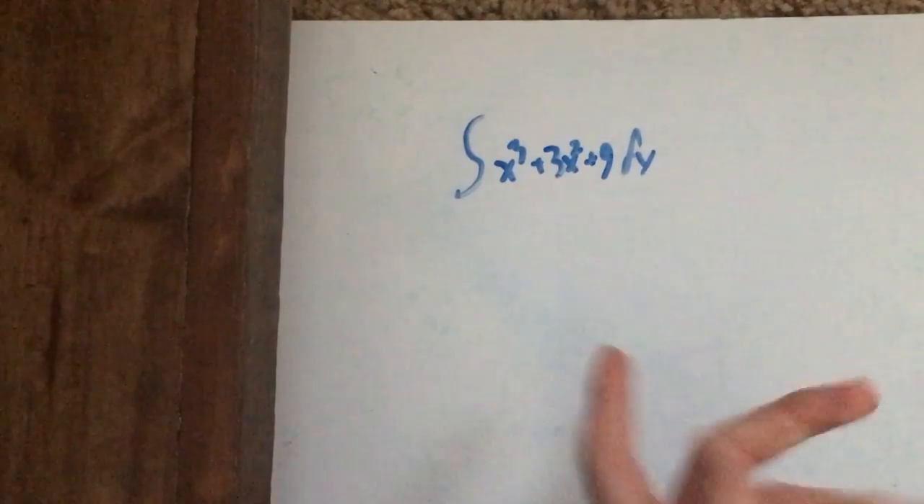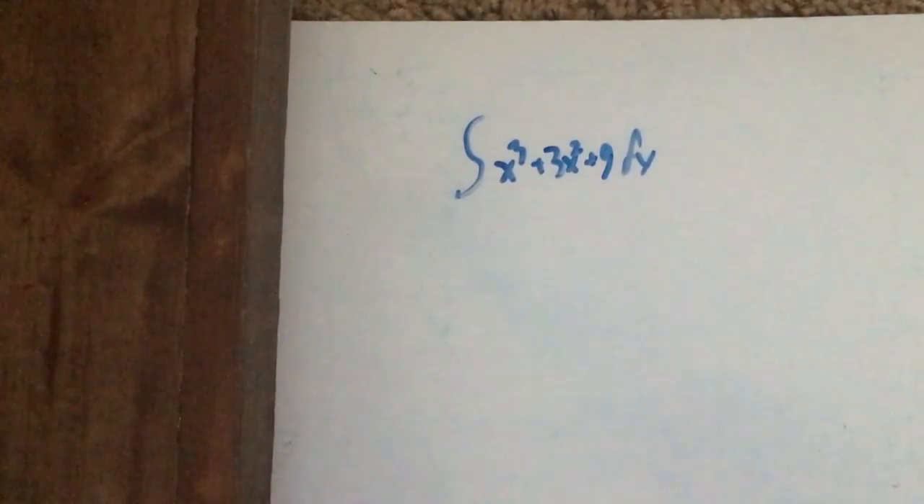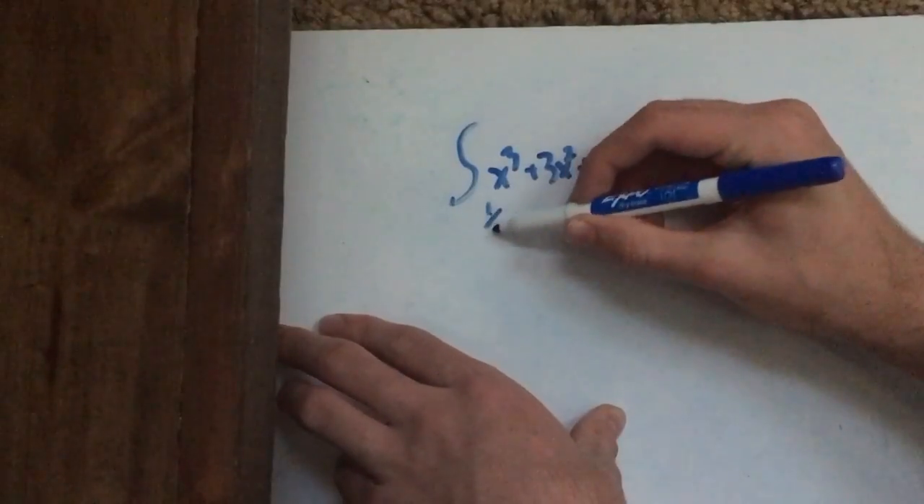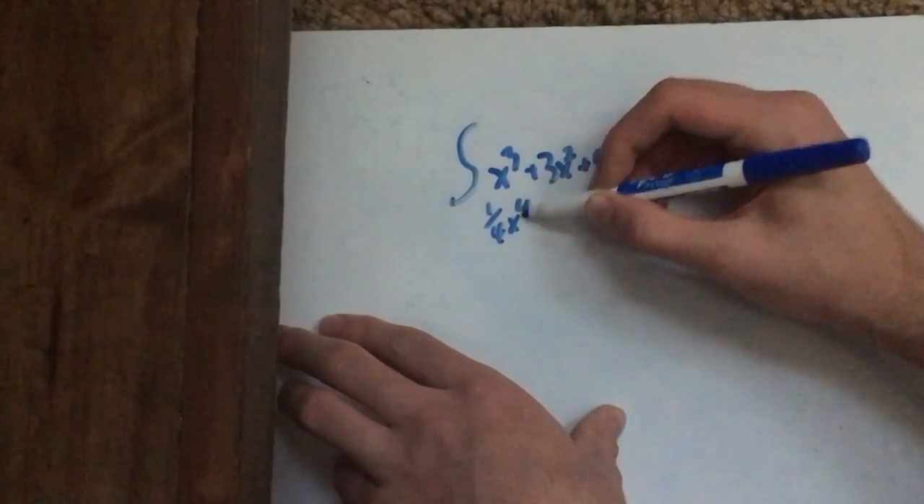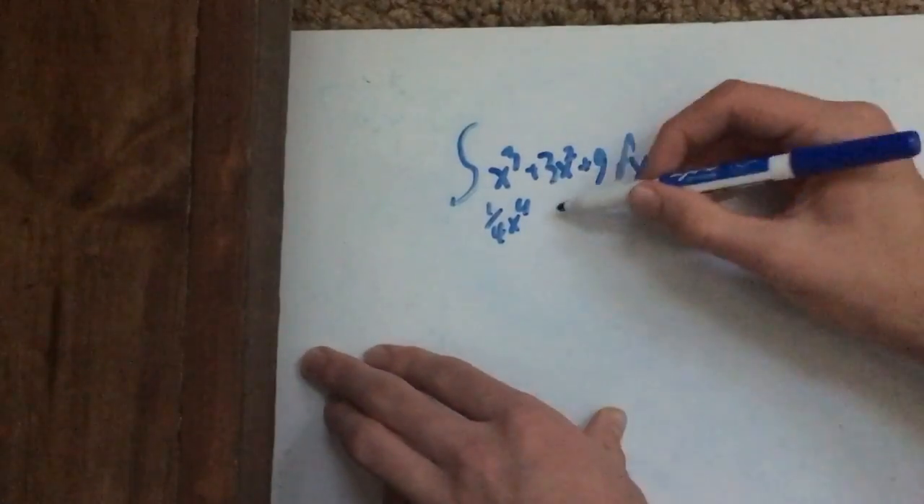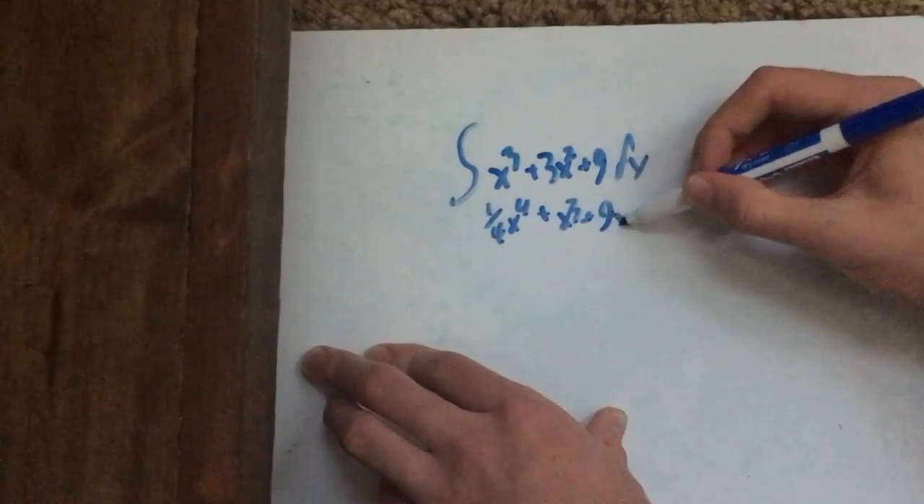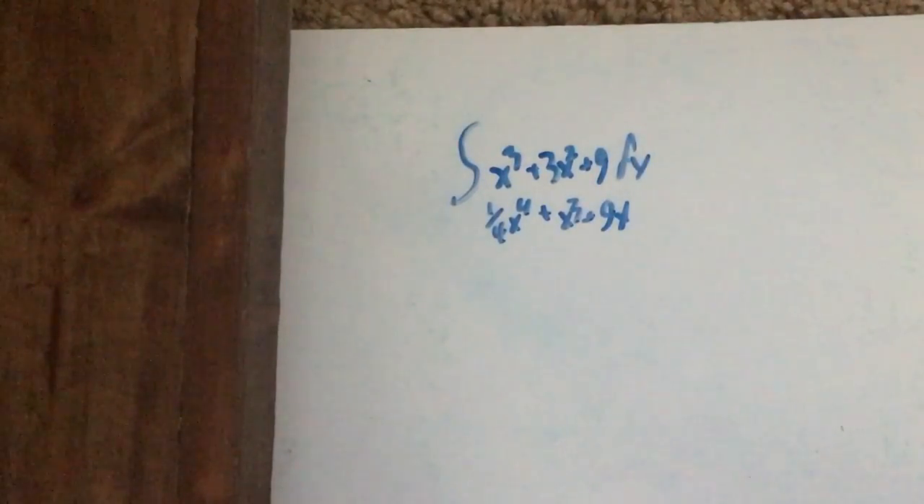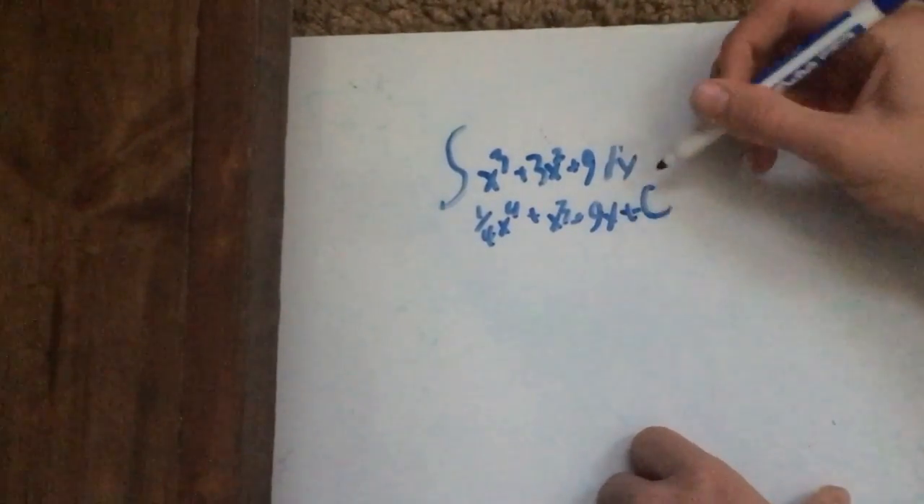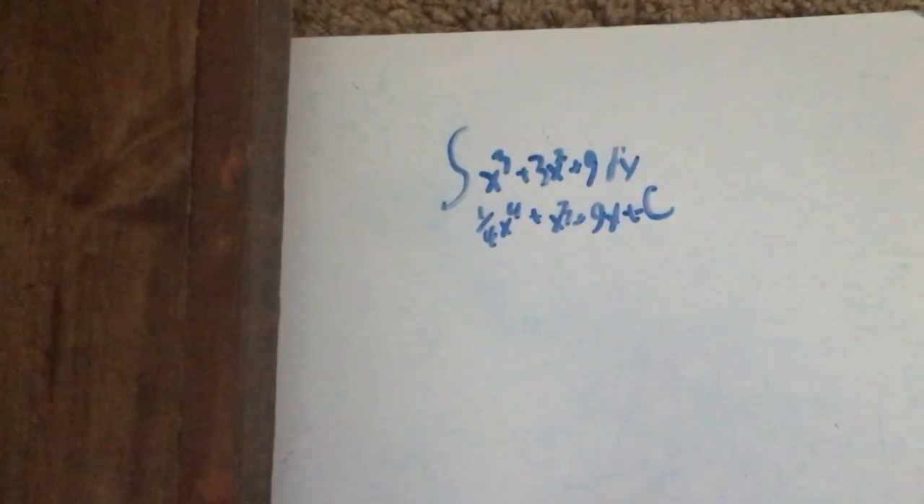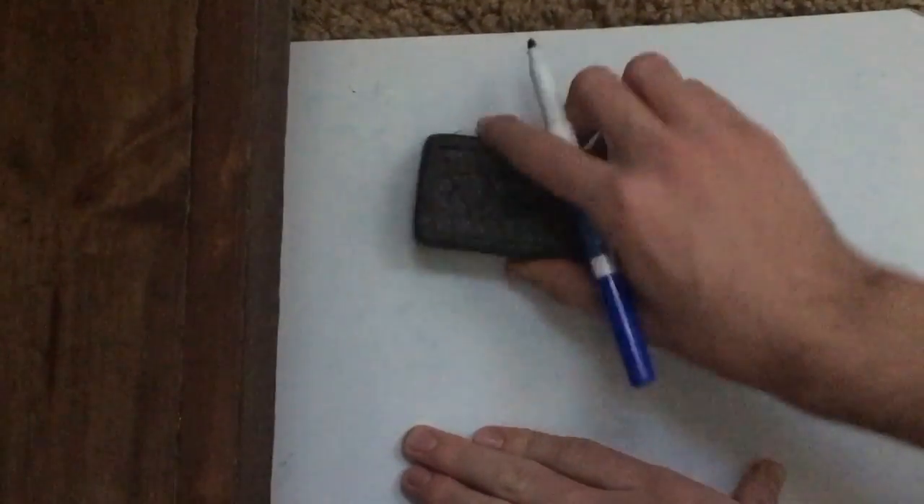This equation is pretty simple. All it requires is the reverse power rule. So then it is 1/4 x to the 4th plus x cubed plus 9x. And then always remember the plus c at the end. So that was pretty simple.